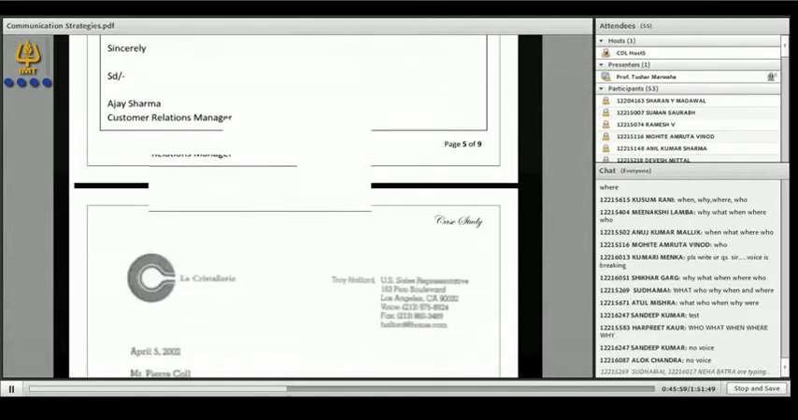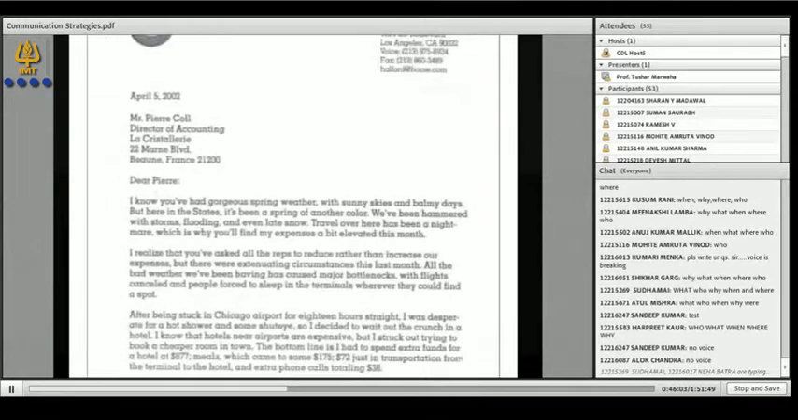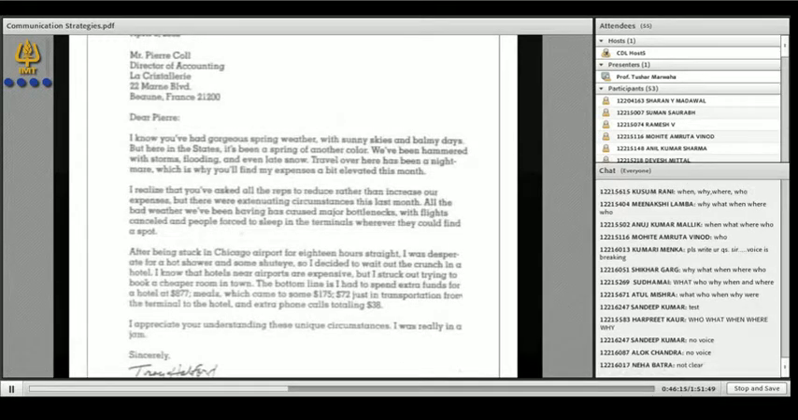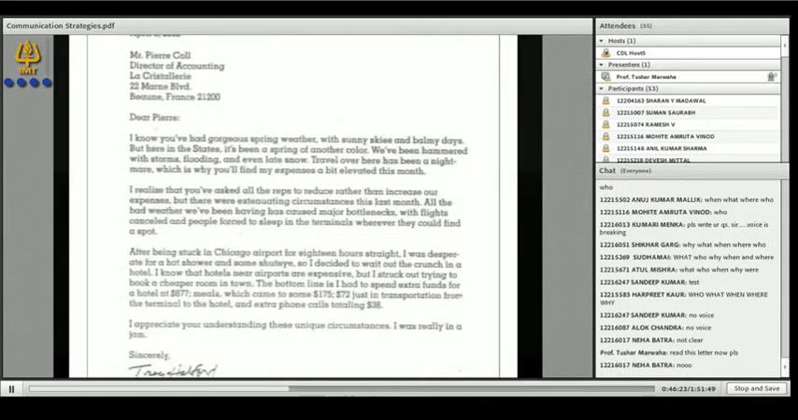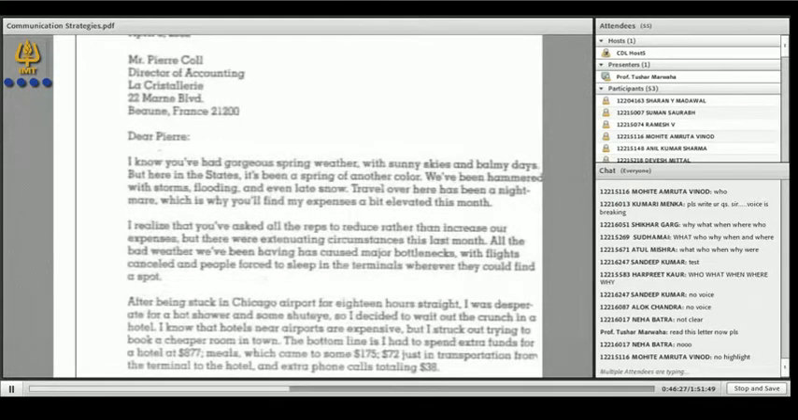Now let's come to the next part. Okay, again. Now, just read this much, the part that I have highlighted on the screen. Is this clear? This is clear enough. Let's zoom in. Better?